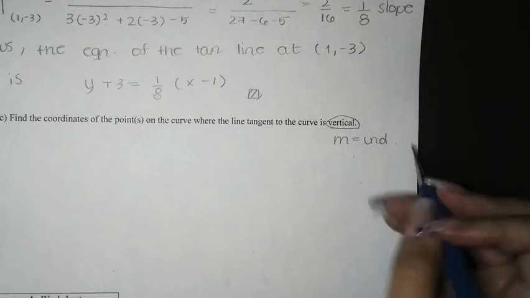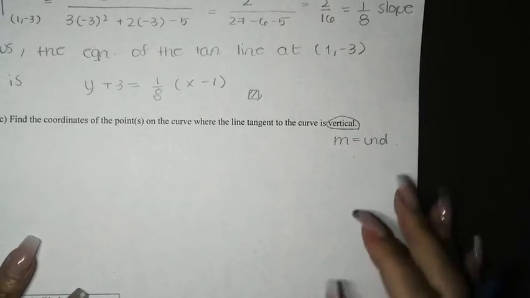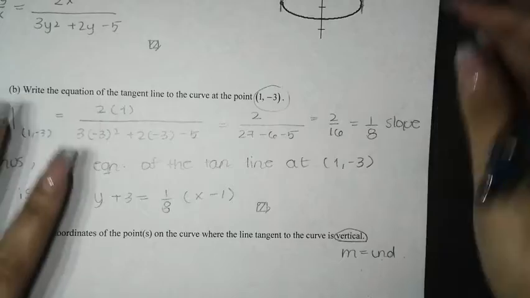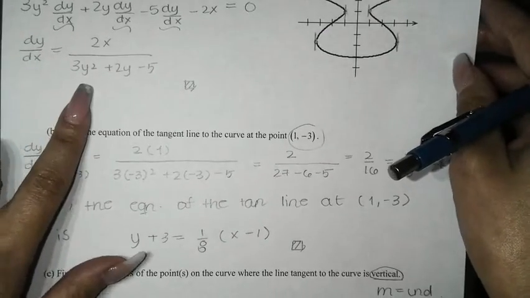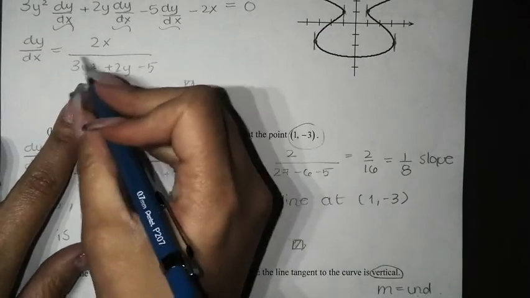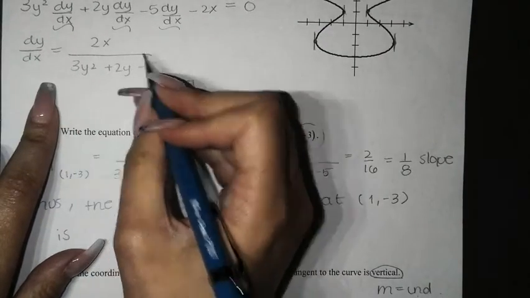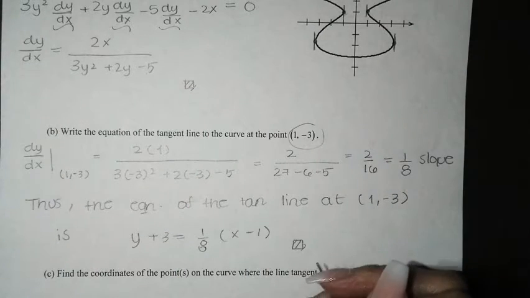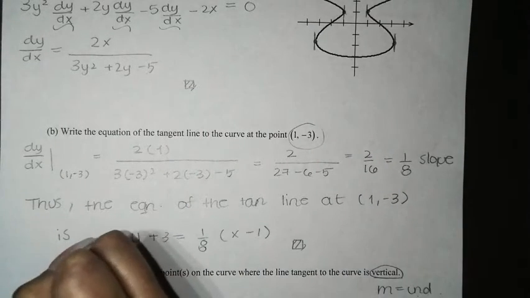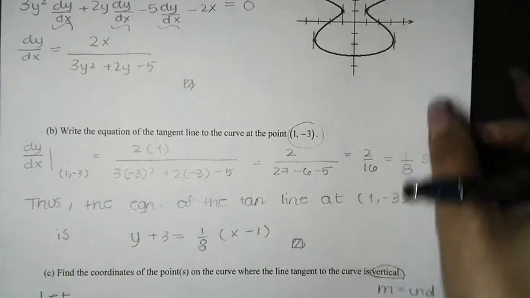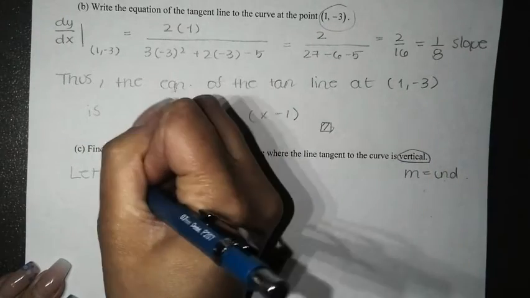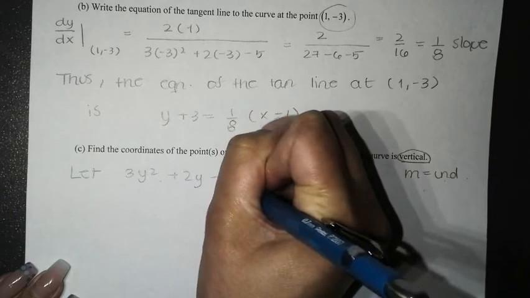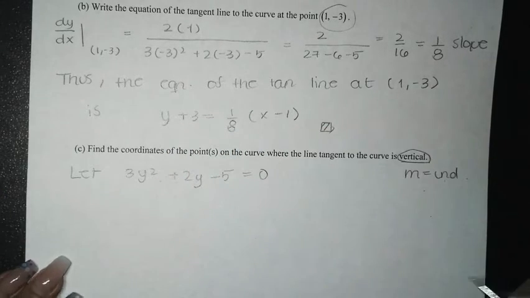So to have your slope undefined, what happens? Remember this is the equation that you have for the slope. If the denominator is 0, then your slope is undefined, so we want the denominator, which is 3y squared plus 2y minus 5, to be equal to 0.